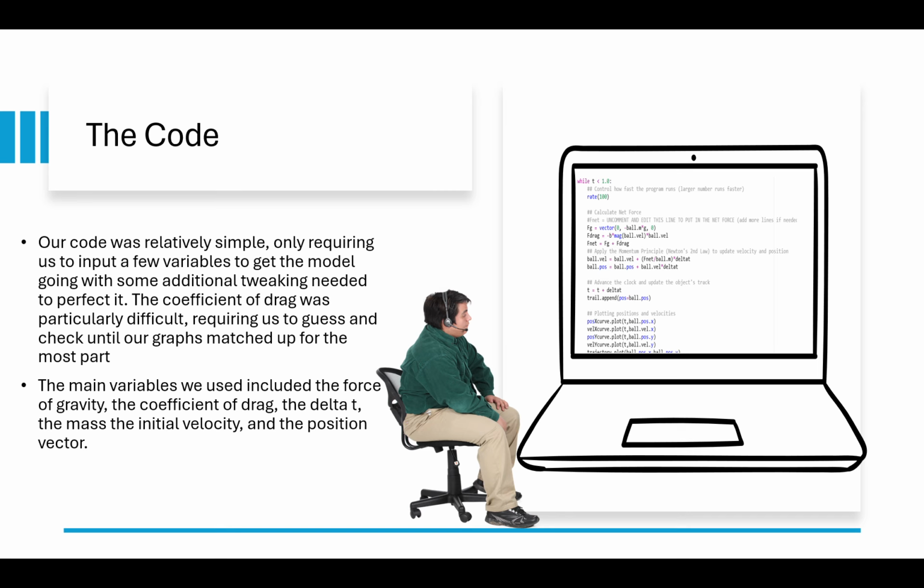The coefficient of drag was particularly difficult, requiring us to guess and check until our graphs matched up for the most part. The main variables we used included the force of gravity, the coefficient of drag, the delta t, the mass, the initial velocity, and the position vector.